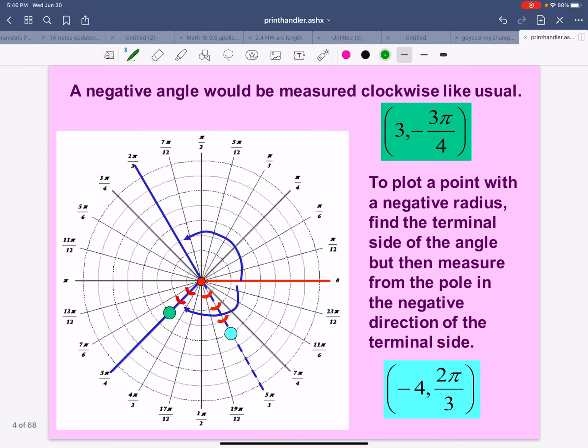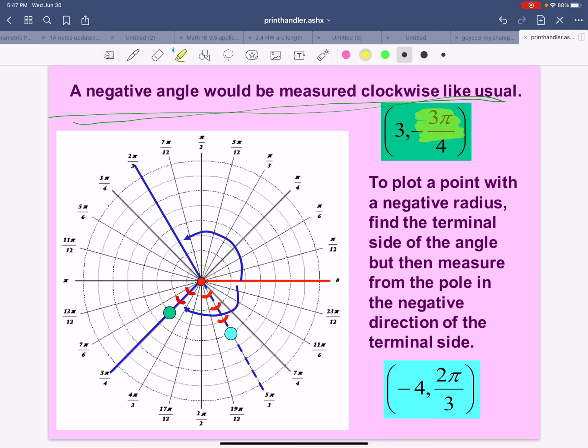A negative angle would be measured clockwise like usual. Just like we learned in the trick, going counterclockwise, we have positive angles. Going clockwise, we have negative angles.